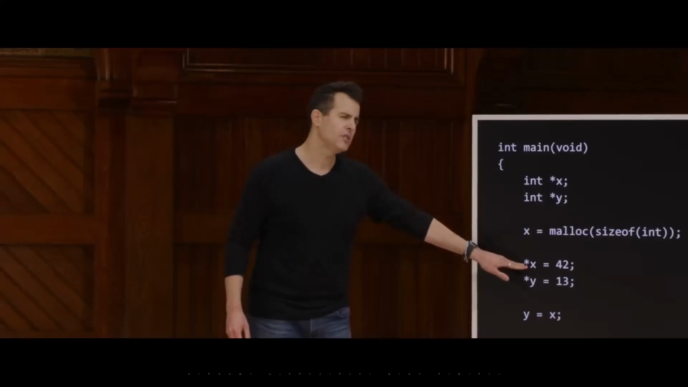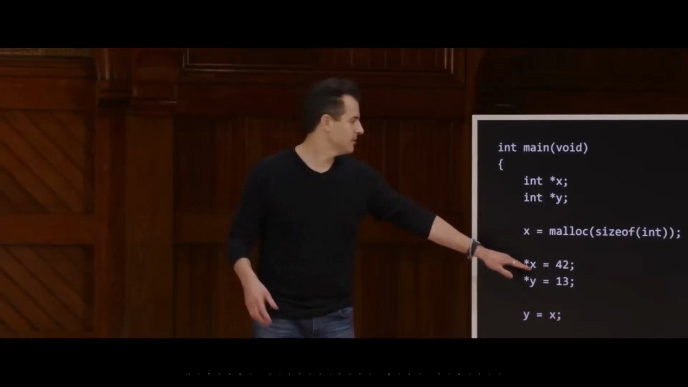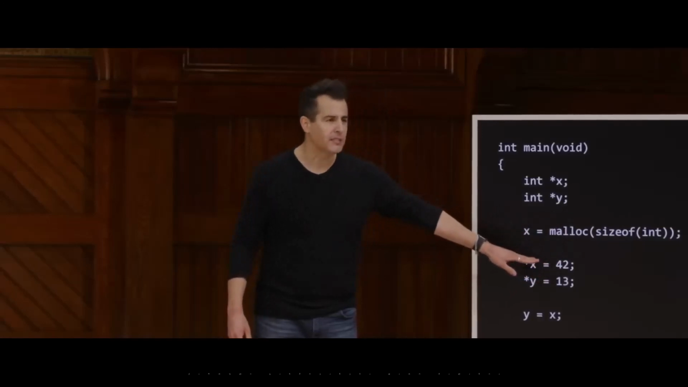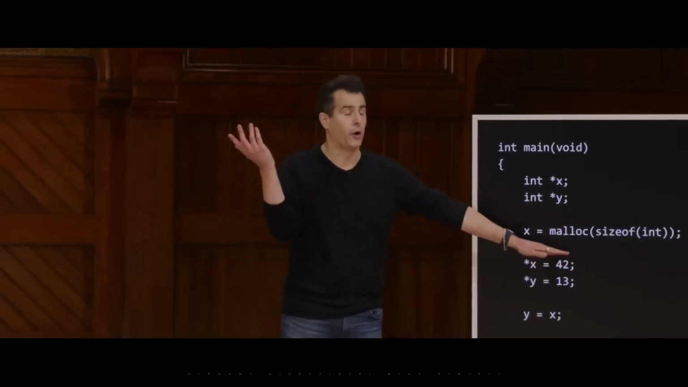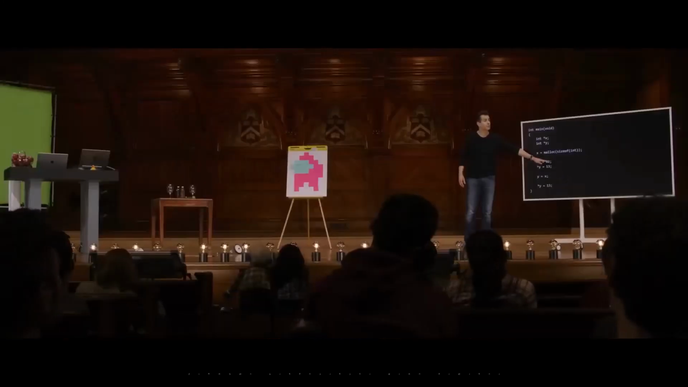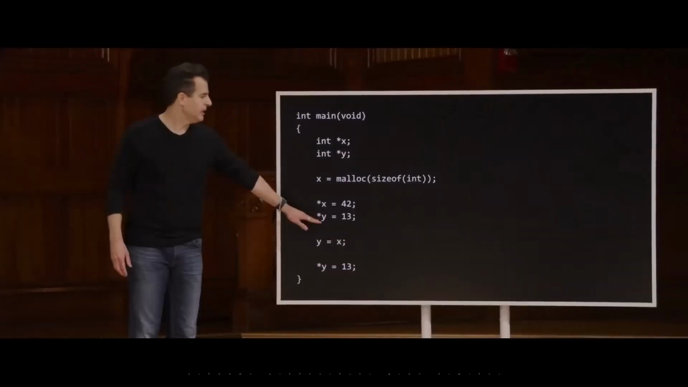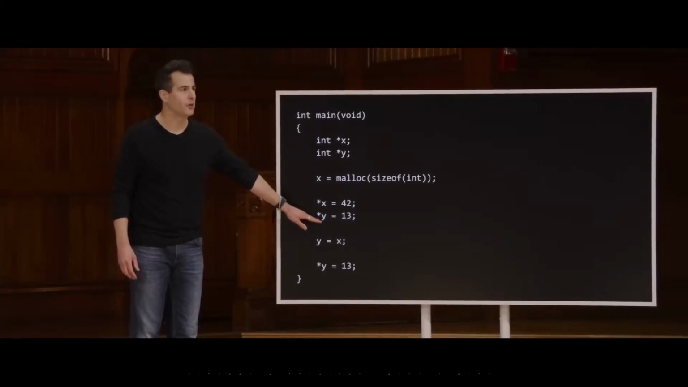Then I go to x and put the number 42 there. All right, it's the meaning of life, the universe, and everything here. But *x, again, just means go to that address and put a value there. So that's correct at this point. But what about this line here? *y = 13. Unlucky in this case. What's bad about this line here, *y?